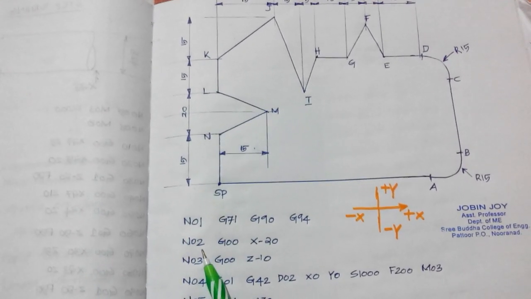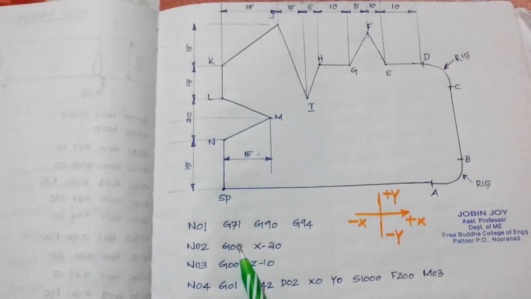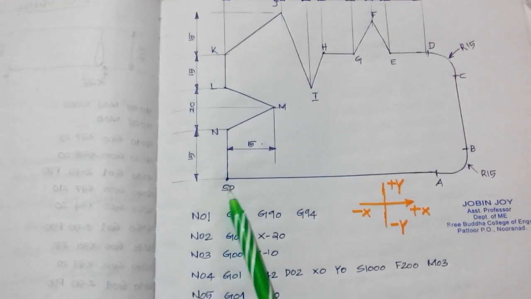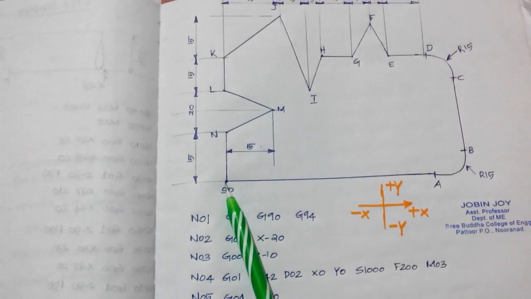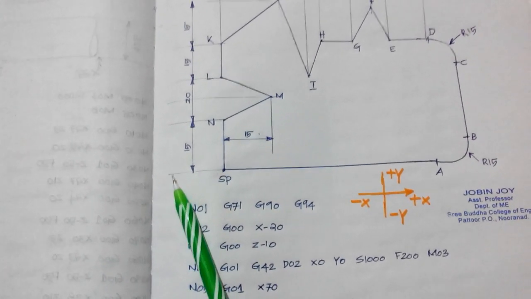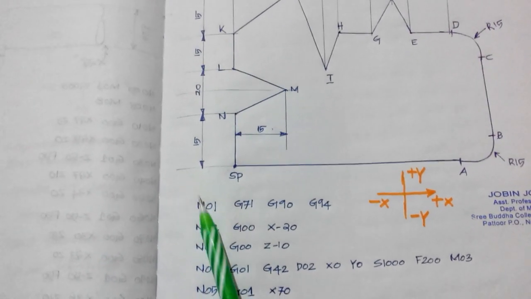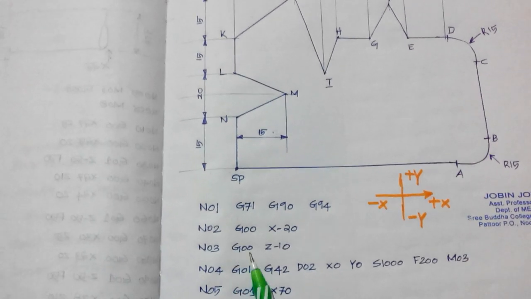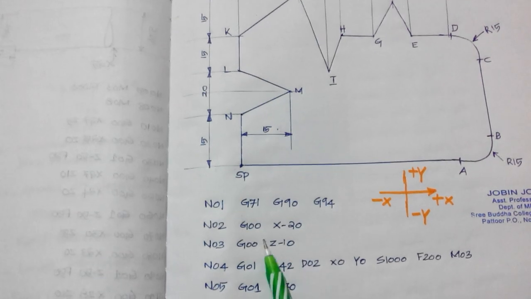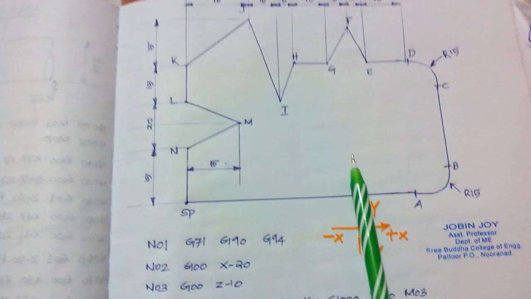And the second block is N02, G00. G00 means rapid traverse. So the tool moves to X minus 20. The tool knows that this point is X0, then X minus 20 means the tool is in this place. So this is the tool's position on the left side. And the third block is N03, G00, Z minus 10. This means depth of cut is 10 millimeter because the surface of the workpiece is set as Z0.